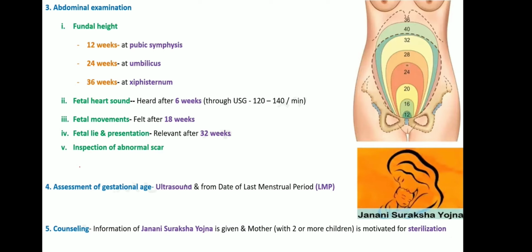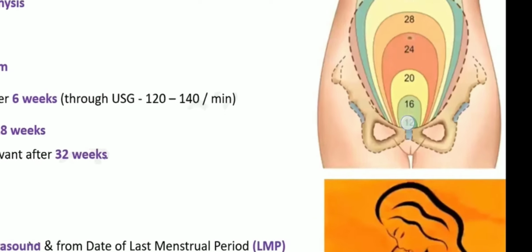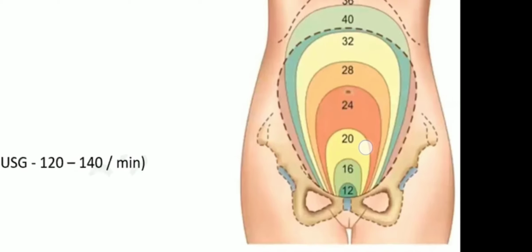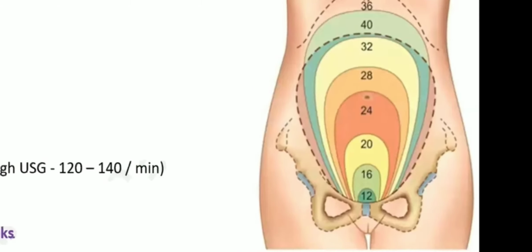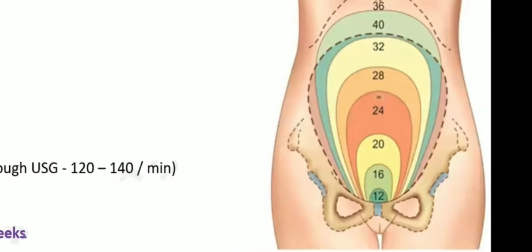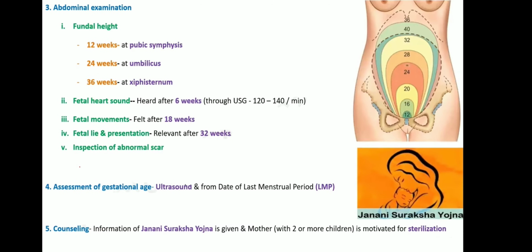Moving on, we have the third point, that is abdominal examination. Examine the abdomen of the mother to monitor the progress of the pregnancy, and also the fetal growth. So we measure the fundal height. By measuring the fundal height, we can examine the enlargement of the uterus and also the height of the uterine fundus. We can get to know the weeks of gestation.